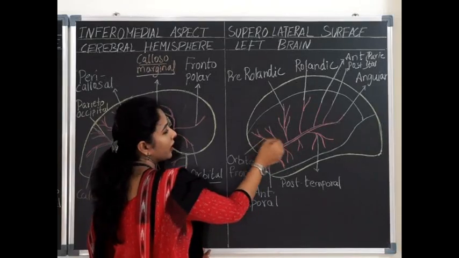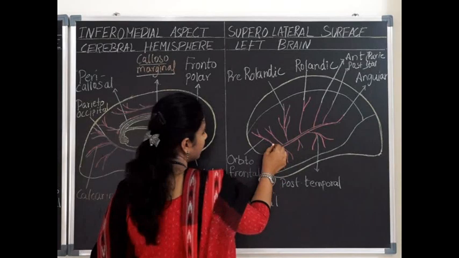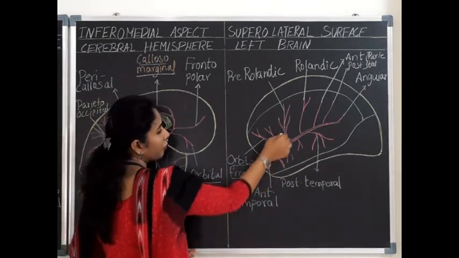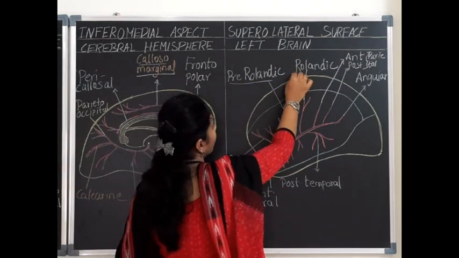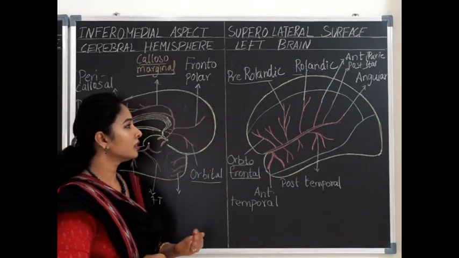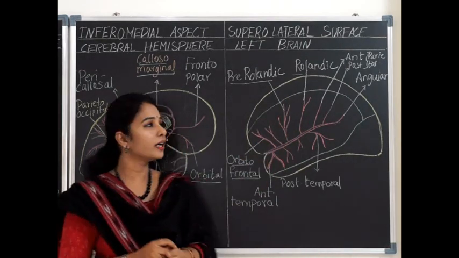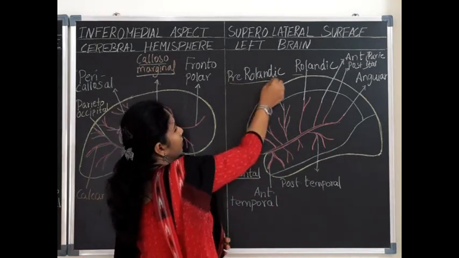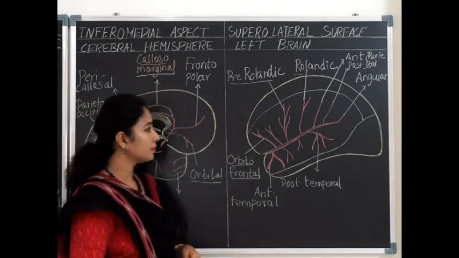The branches which are arising above the middle cerebral artery are called frontal branches: orbitofrontal and frontal branches, which are named as pre-Rolandic and Rolandic branches. The Rolandic branch runs in the central sulcus, which is called the sulcus of Rolando. So it runs in the central sulcus, so it is called Rolandic branch. And the branch which runs in the precentral sulcus is called the pre-Rolandic branch.